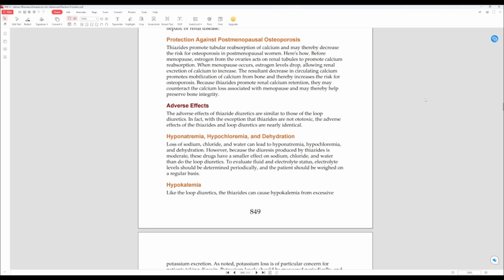Now here's where thiazides kick in. Because thiazides promote renal calcium retention, they may counteract the calcium loss associated with menopause and may thereby help preserve bone integrity.